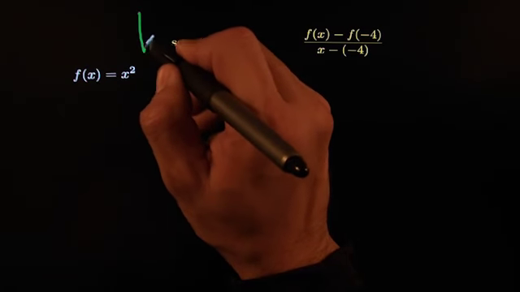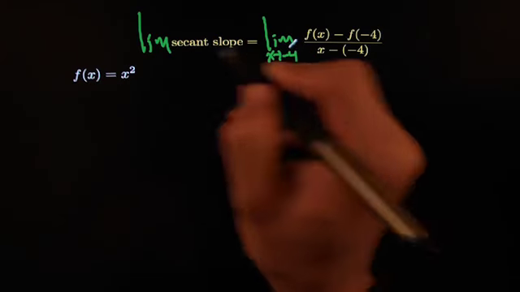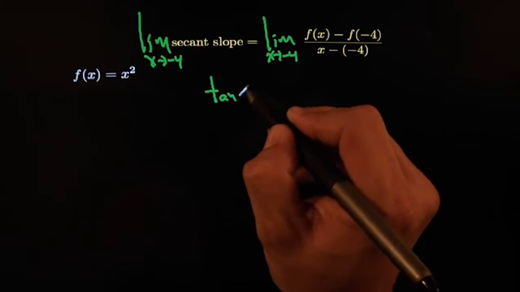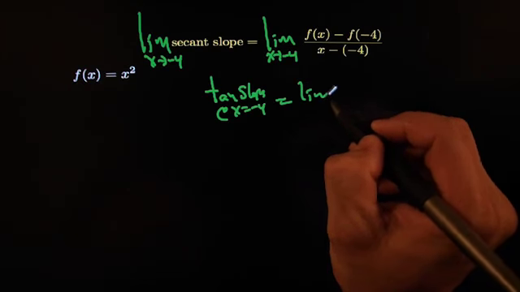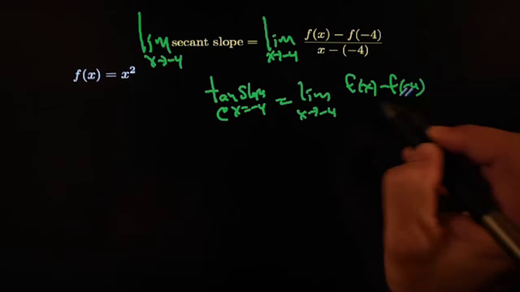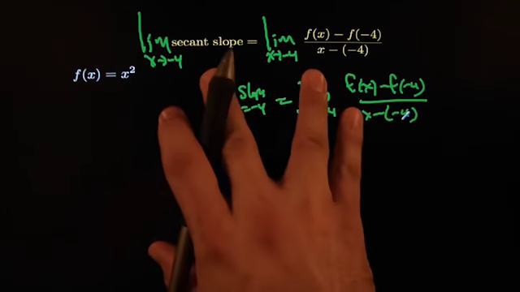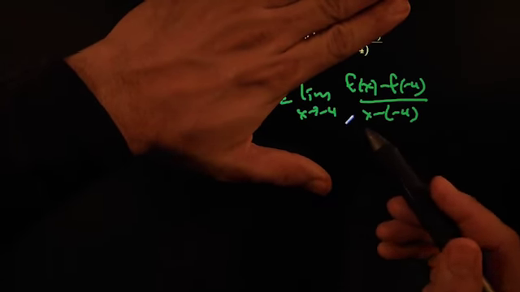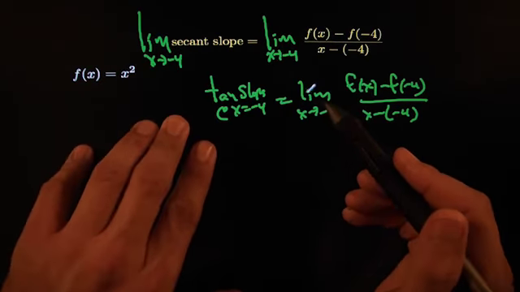You slap a limit on both sides. Limit on both sides. And this time I want to go to -4. X goes to -4, and that turns the secant slope into a tangent slope at x equals -4, and that is equal to the limit as x goes to -4 of f of x minus f of -4 all over x minus -4. By the way, you don't have to go through all this process every single time. After a while, you just start off with that, maybe because you've done it so many times, but it's important that you understand where that comes from. It comes from taking the secant slope and turning it into a tangent slope.